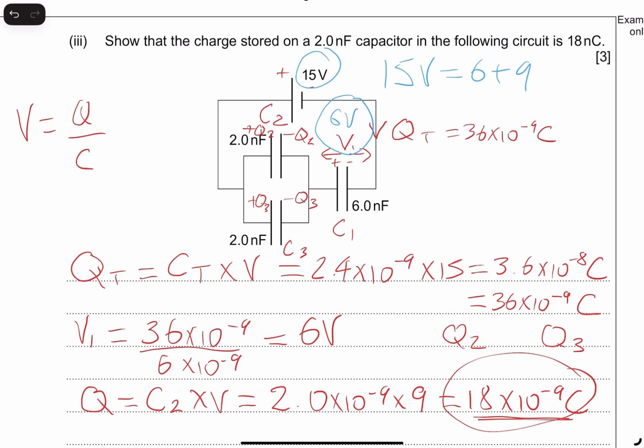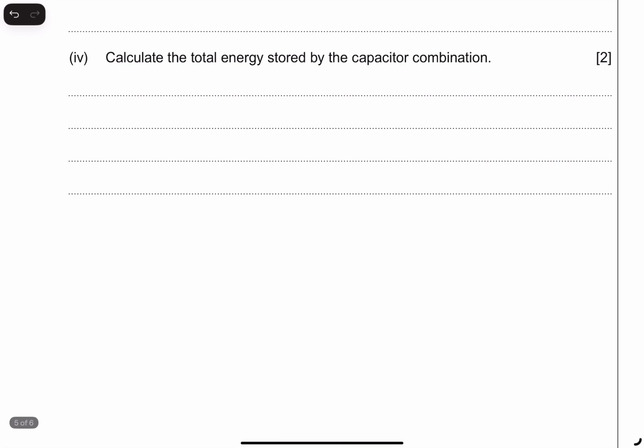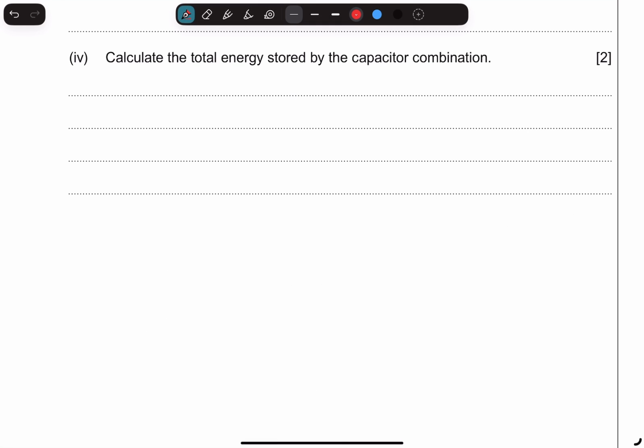Right, so on to the last bit of this question. It then says calculate the total energy stored in the capacitor combination. So to do that, we're just simply going to use the equation E equals half CV squared.